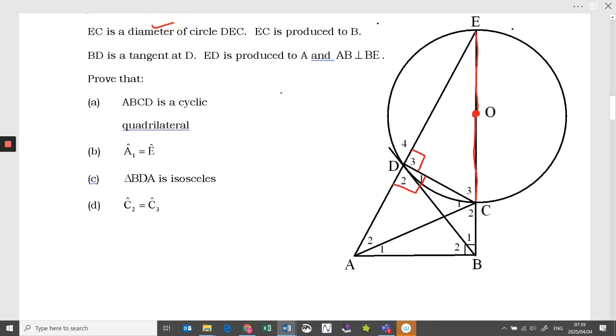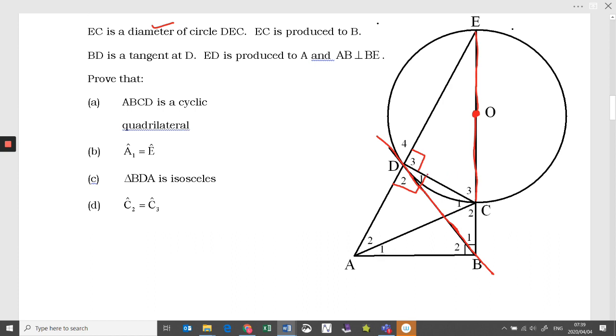EC is produced to E, and BD is a tangent. Okay, so let's look for tan chord. Let's see if there's tan rad. There is this radius diameter, but it's not doing anything with the tangent. It's not connecting to the tangent at the same point on the circle. So there's no 90 degrees coming from the tangent.